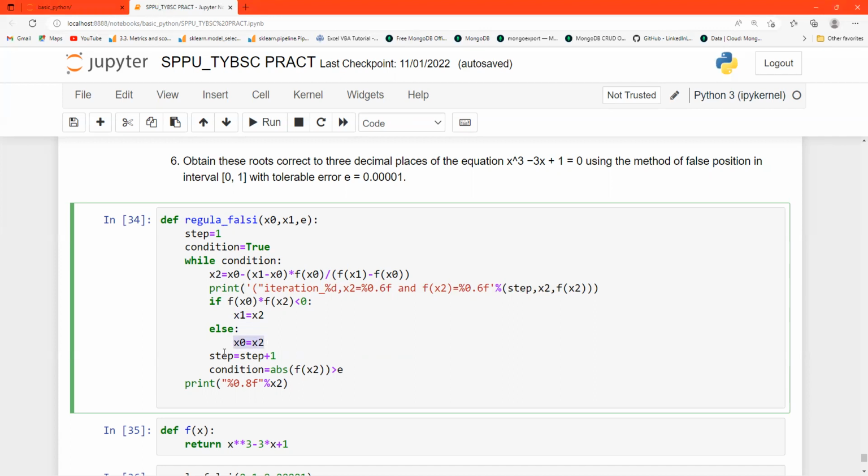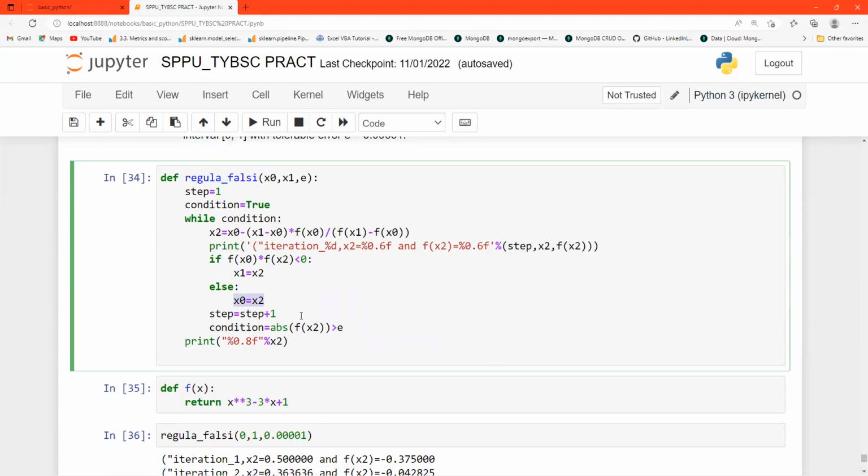Okay. Then we have to increase the steps. So step is equal to step plus 1. So it will continue. Okay. And what is the condition? Absolute value of f of x2 is greater than e. If the absolute value of f of x2 is not greater than e, then the while loop gets stopped. Okay. And lastly, we print this format, x2 value.